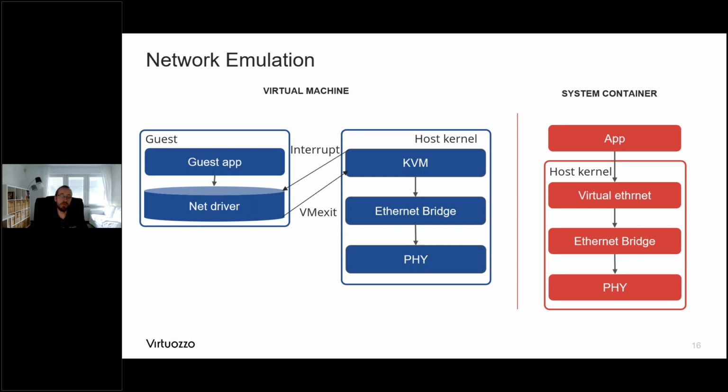The guest application writes to the virtio-net driver. QEMU takes this request, passes it to KVM on the host kernel, which passes it to the Ethernet bridge or to some MacVTap or SR-IOV device, and then to the physical device. And in case of a system container, again, we have an application which wants to send some data through the network. It has access to the host kernel, so therefore to the virtual Ethernet, then the Ethernet bridge, and directly to the physical device. So it's a much more performant operation, which doesn't involve a lot of data copying and context switches and interrupts.